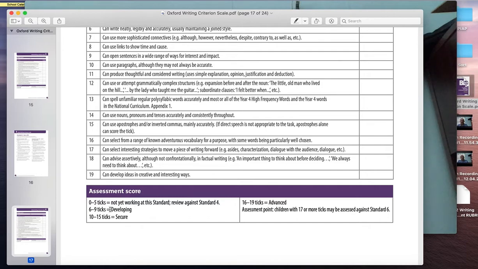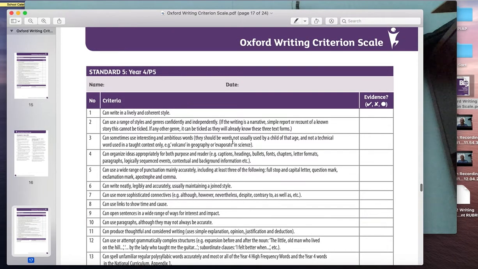So between 6 and 9, you've got working towards minus, working towards, and working towards plus. And you can just divide this up into sort of 3 equal sections. So 6 ticks is working towards minus, maybe 7, 8 is around about working towards, with 9 being working towards plus. Then we've got 10 to 15 ticks is at the expected standard. Again, 10 could be expected minus, around about the 12, 13 expected, 14, 15 could be the expected plus, and obviously your greater depth is over here. So that's how you make your judgment on a year 4 student's piece of work.